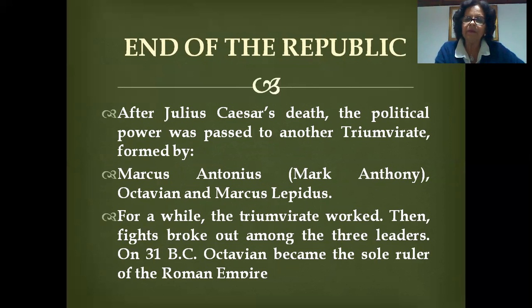Why do we have the end of the Republic? Why did the Republic of Rome decline? After Julius Caesar's death, political power passed to another triumvirate, formed by Mark Antony, Octavian, and Marcus Lepidus. For a while this triumvirate worked, but then, as always, there was a disagreement among the three of them, and Octavian became the sole ruler.